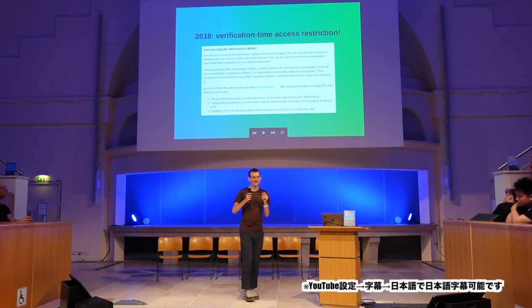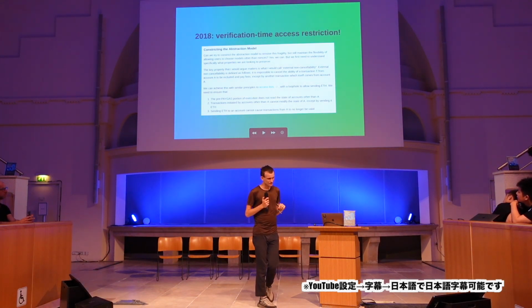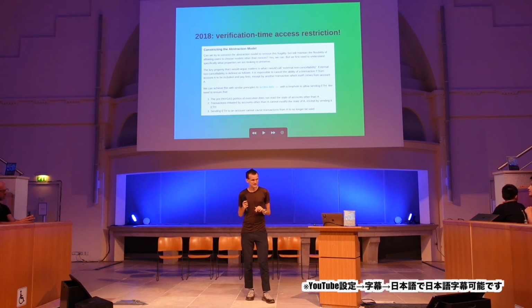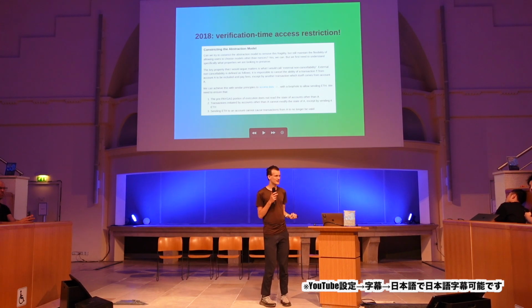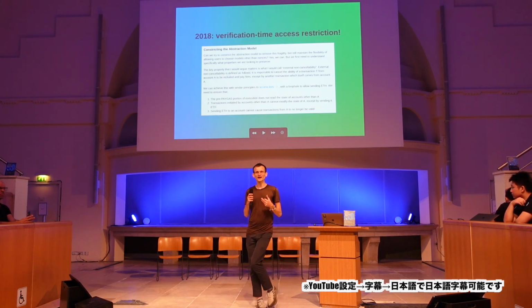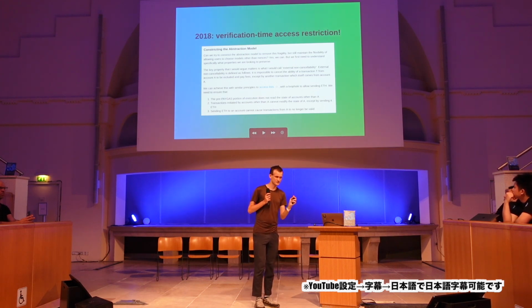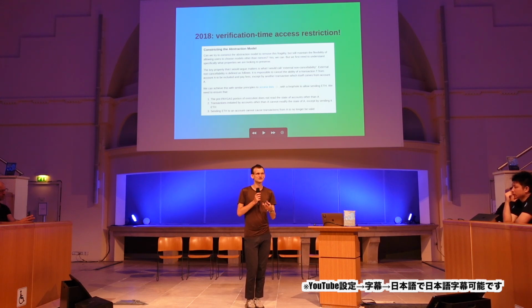2018, so verification time access restriction, right? This was the very first post. I believe this went to ETH Research, and basically this is where we finally had some kind of solution to multi-invalidation. And the solution was kind of copied from this idea called access lists that we invented as a way to try to make the EVM more parallelizable.